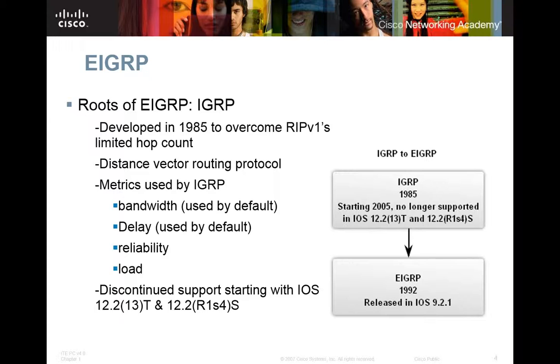The roots of EIGRP. IGRP came out with RIP version 1 in 1985. The metrics were bandwidth and delay, just like RIP version 1, but it also added reliability and load. They discontinued using IGRP in IOS 12.2. In 1992, EIGRP was started and released in IOS 9.2 to kind of give some people time to learn it.